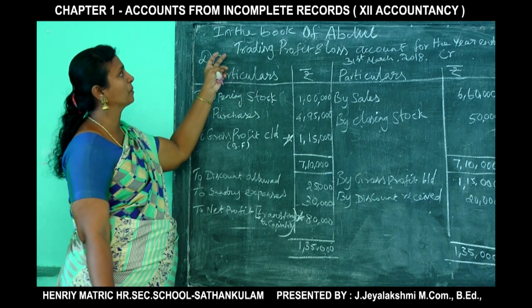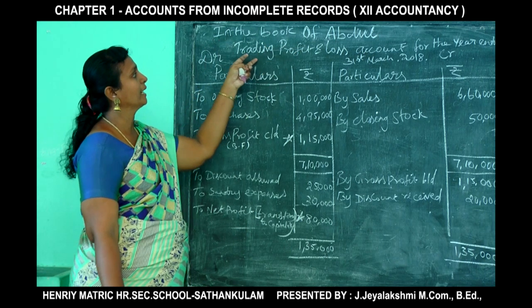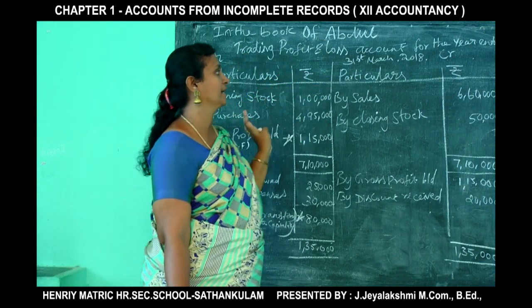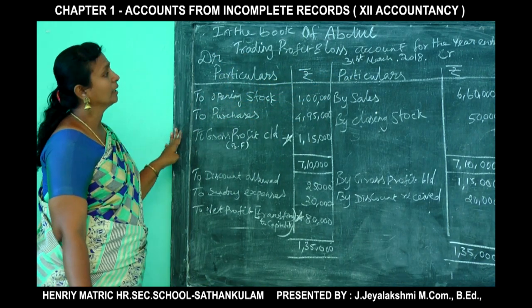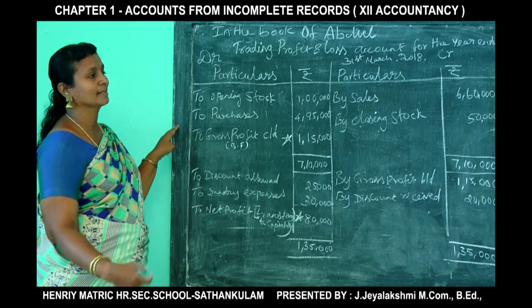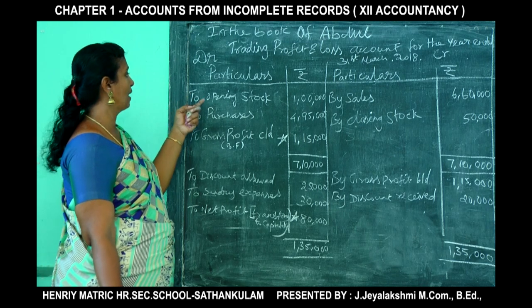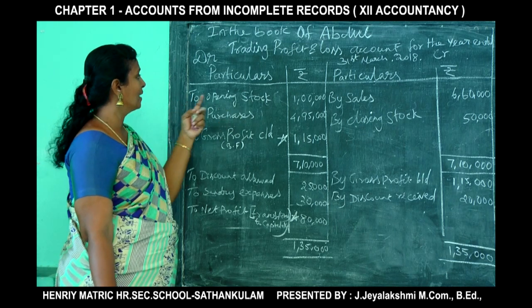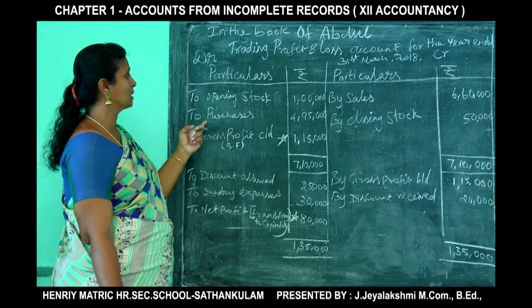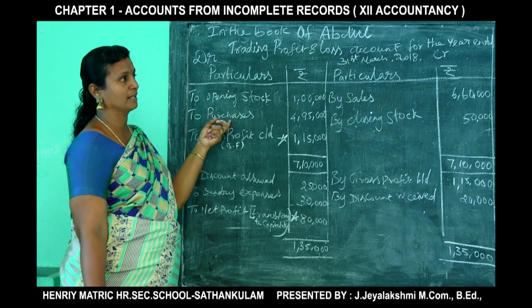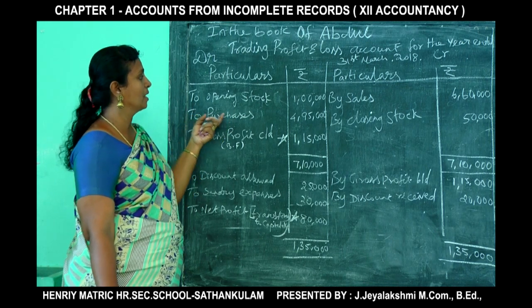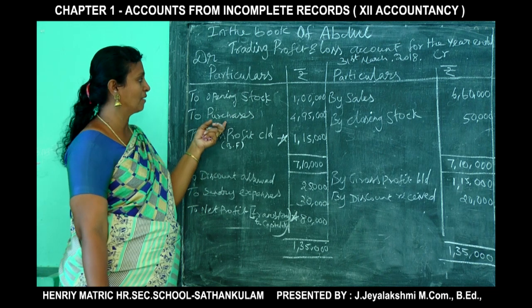For whom we are going to prepare, in the books of Abdul, the trading and profit and loss account for the year ended. Now we have to recall slightly the format of the profit and loss account. On the debit side it comes to opening stock, nothing but the investment of stock, then purchases. If you have any purchase returns, you have to show them as a deduction.